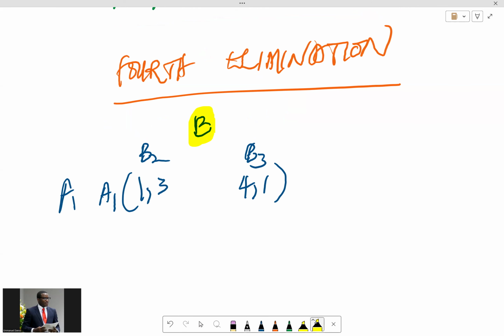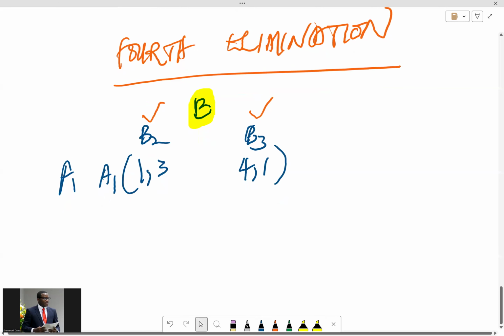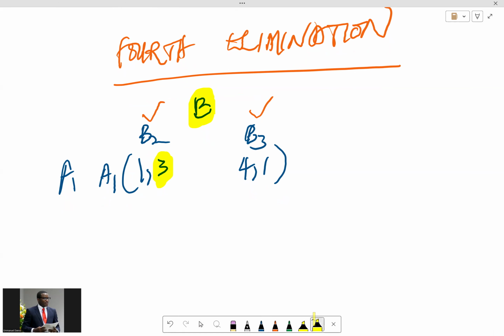But which of these strategies, B2 or B3, will B go for? So now we are comparing strategies B2 and B3. Okay. I mean, glaringly, if player B chooses strategy B2, the payoff is 3. If player B chooses strategy B3, the payoff is 1. Obviously, 3 is bigger than 1, all right?